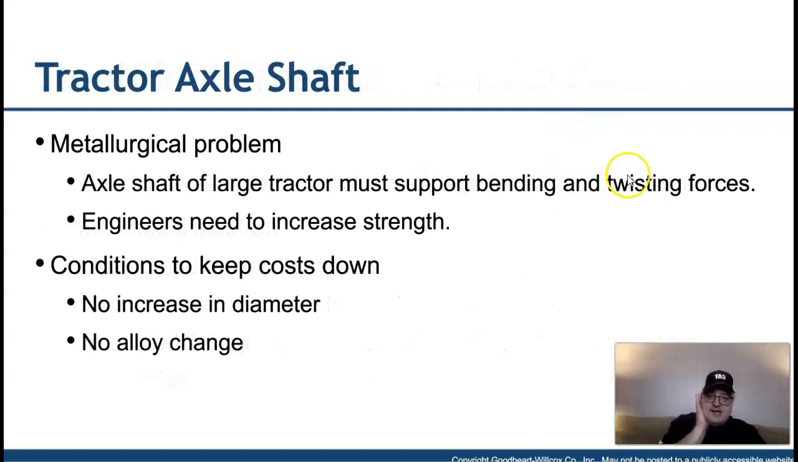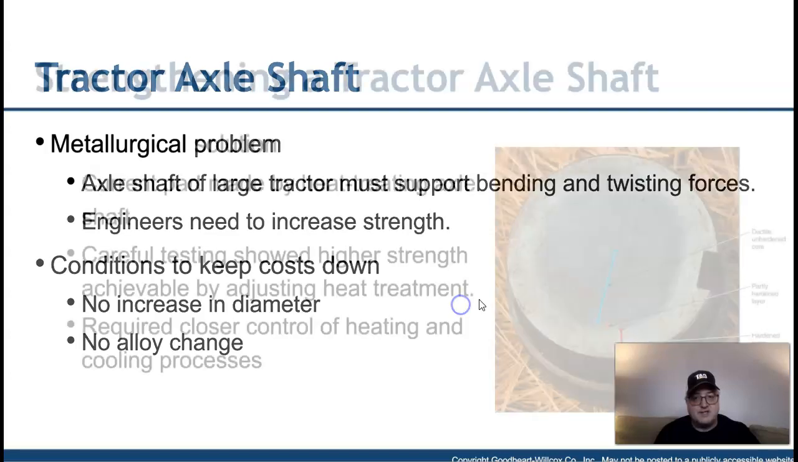Okay, same thing here on an axle shaft. Usually with any type of shaft, we want it to have a nice hard outer core and a fairly ductile inside core, so we keep that shaft from twisting apart or bending. So we've got to increase the strength. Here it mentions conditions to keep costs down. They don't want to increase the diameter to make it stronger. They don't want to change the alloy. So what can we do to increase the strength of that axle shaft?